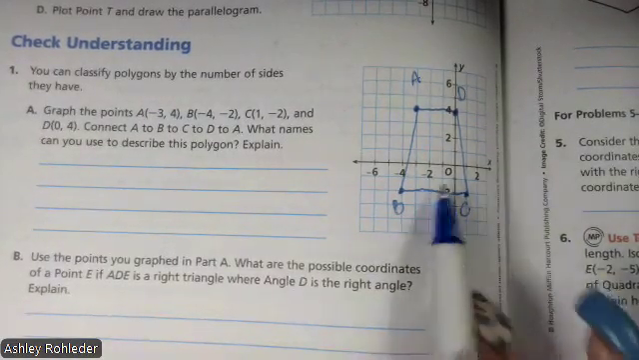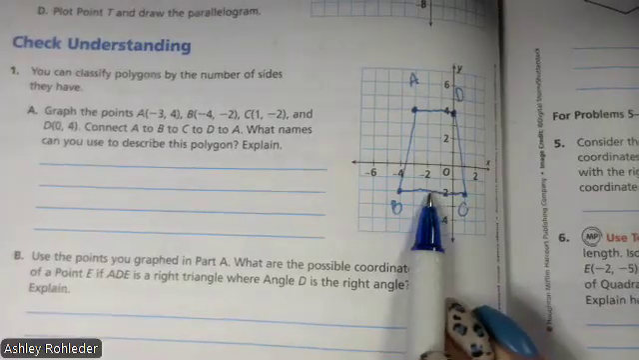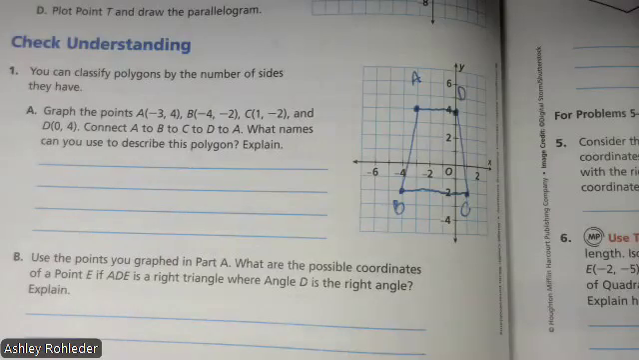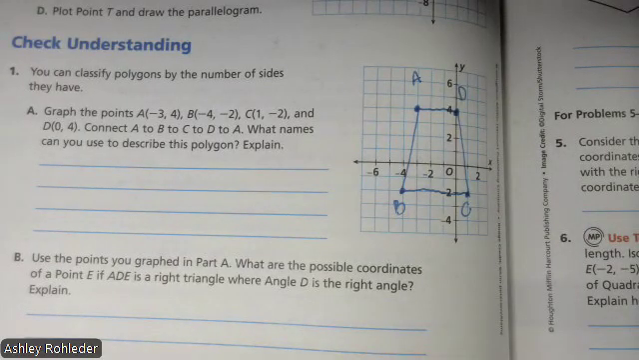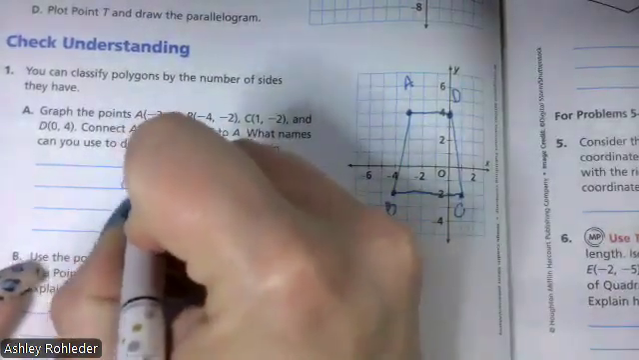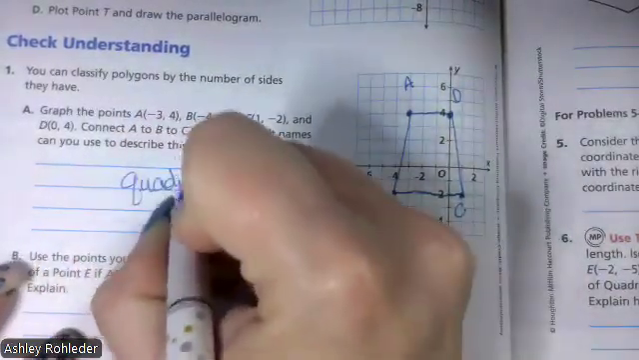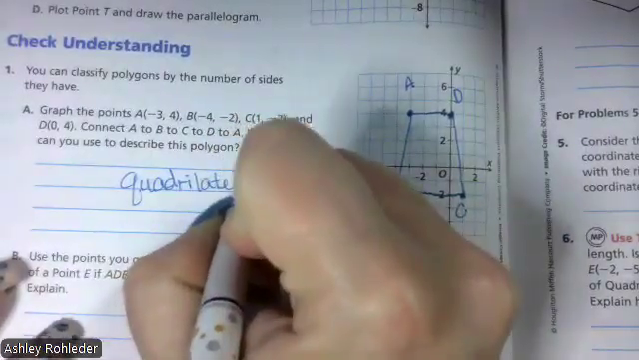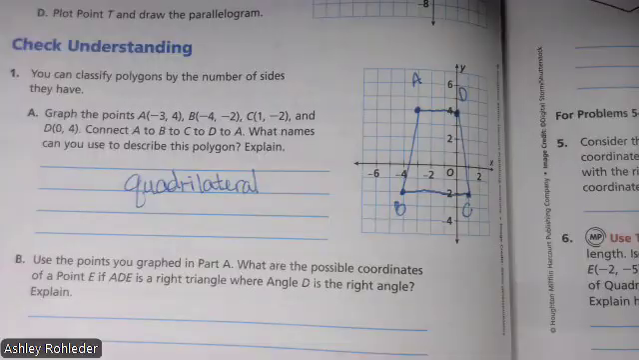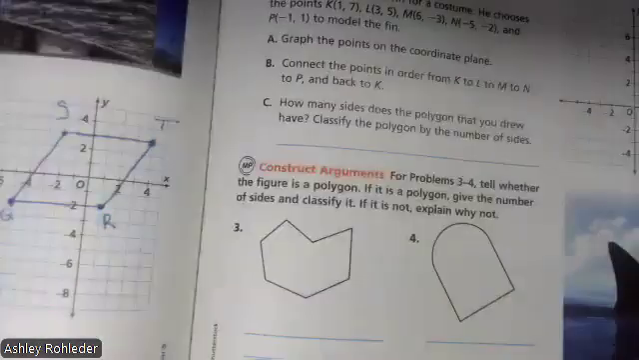What would we call this one? Nope. Number of sides. I get what you mean, yes. But what are our number of sides? How would we classify it? 4, quadrilateral. Quadrilateral. Okay, moving on.